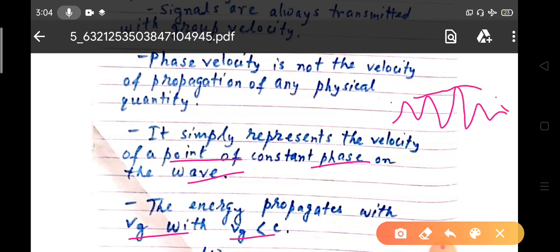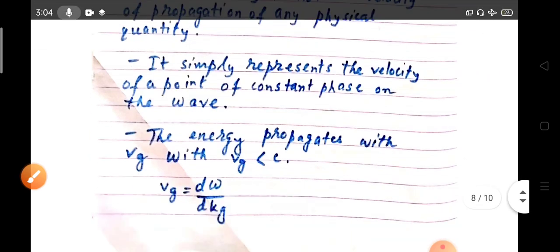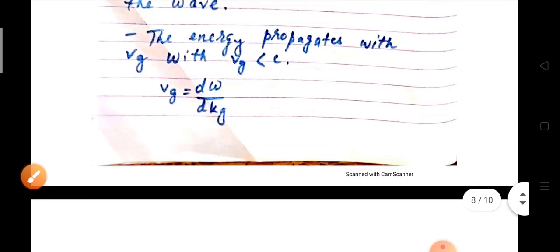So you have a certain disturbance in terms of wave packets. The envelope represents the velocity, and the velocity of the envelope is Vg, that is the group velocity, while the individual phase, that is the crest or trough of the individual waves, moves with the phase velocity. Okay, now what will be the group velocity?